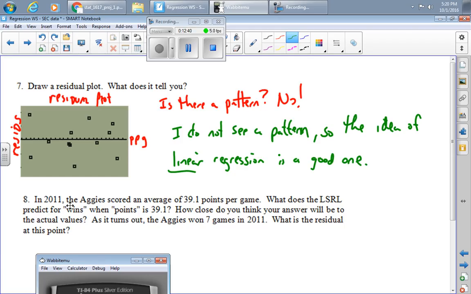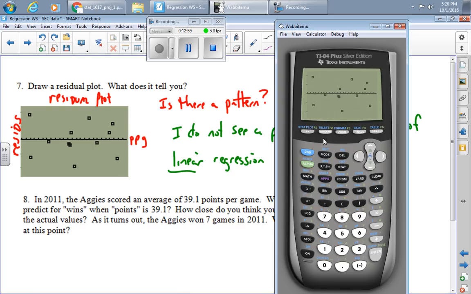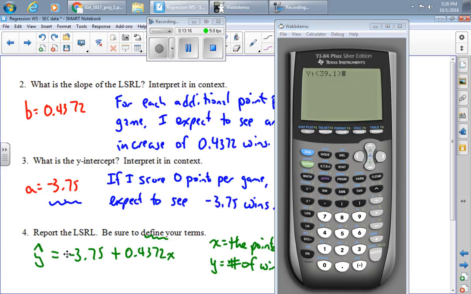Now number 8, it says Texas A&M scored an average of 39.1 points per game in 2011. A&M wasn't in the Southeast Conference at that point, and the question is, how does their number line up with these numbers from the SEC? So let's plug 39.1 into the equation and see what the equation predicts the Aggies' number of wins would be. So on my home screen, I'm going to press vars, yvars, function, y1, and I'm going to plug in 39.1. This is just like plugging 39.1 into this equation that I did on number 4.